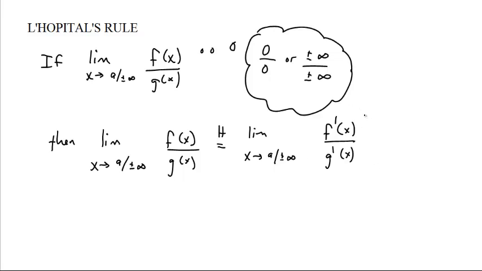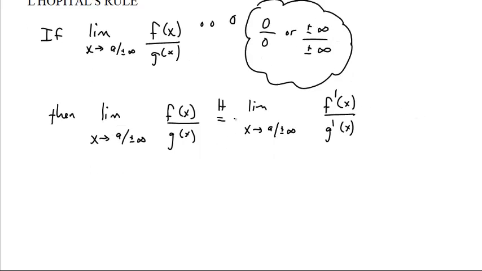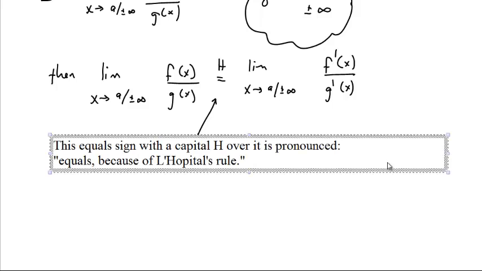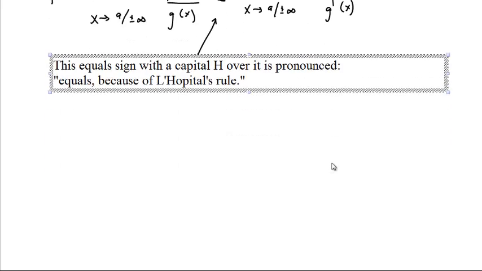Now, we're not using the quotient rule. We take the derivative of the top separately, the derivative of the bottom separately. Basically, it's saying that the limit depends on how fast the top and bottom are going to 0 or going to infinity. And this little equal sign with the h over it is pronounced "equals because of L'Hopital's rule." It's an abbreviation. This little h refers to L'Hopital. Anyway, let's do an example.